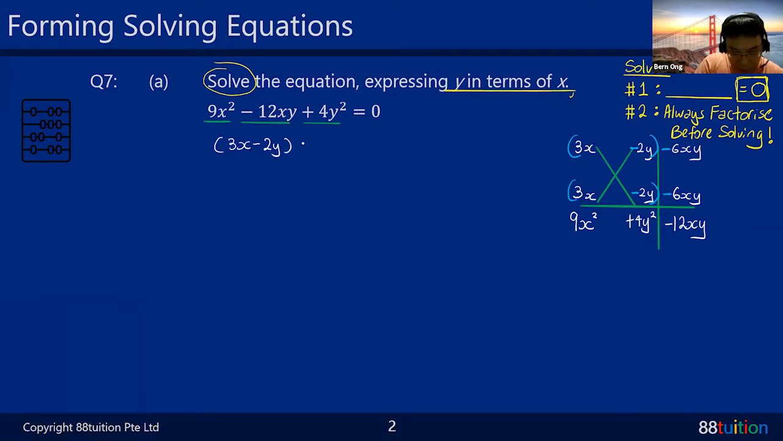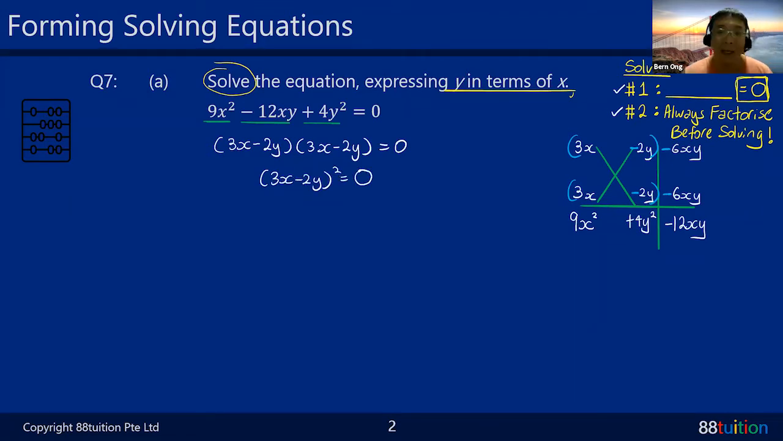So 3x minus 2y, you see, what am I doing here? I'm factorizing equal to 0. Yes, my two rules are met. Very good. Both of them are the same. You can actually put them as 3x minus 2y squared equal to 0, right? Because they are the same. But again, you're trying to solve, so you don't have to write it so neatly. You leave it like that, can already.